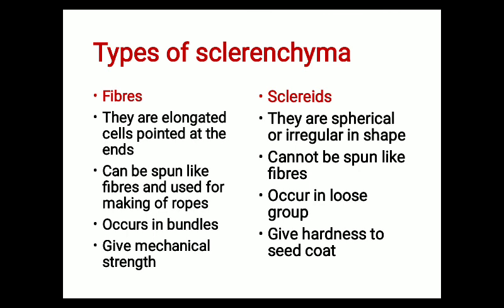Types of sclerenchyma. There are two different types of sclerenchyma, that is fibers and sclereids. Fibers are elongated cells with pointed ends. They can be spun, used for making of ropes, occur in bundles and give mechanical support. On the other hand, sclereids are spherical or irregular in shape, cannot be spun like fibers, occur in loose groups and give hardness to seed coat. So this is all about the types of sclerenchyma.